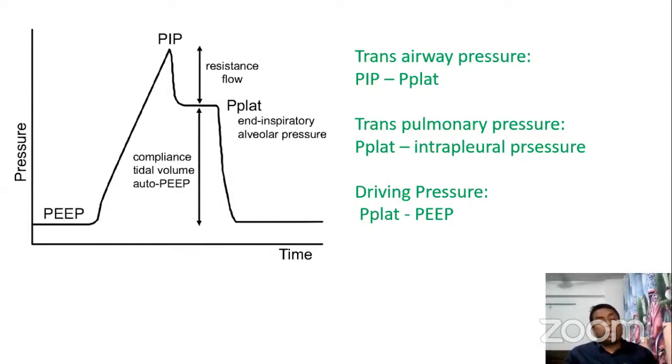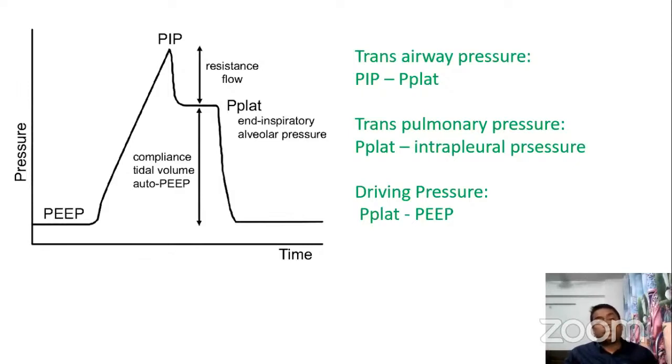Transpulmonary pressure, we already discussed, is the pressure required to ventilate the lungs. The formula is P plat minus intrapleural pressure. We don't measure intrapleural pressure directly. We take the help of an esophageal probe to calculate transpulmonary pressure.